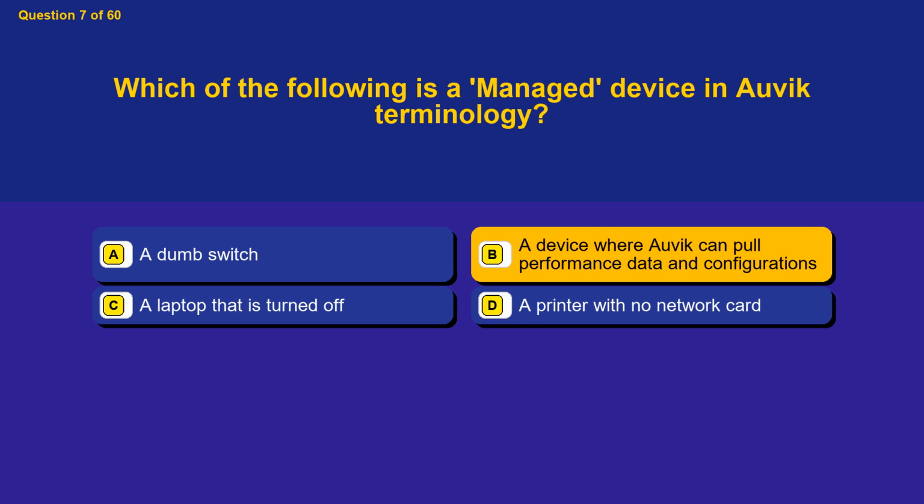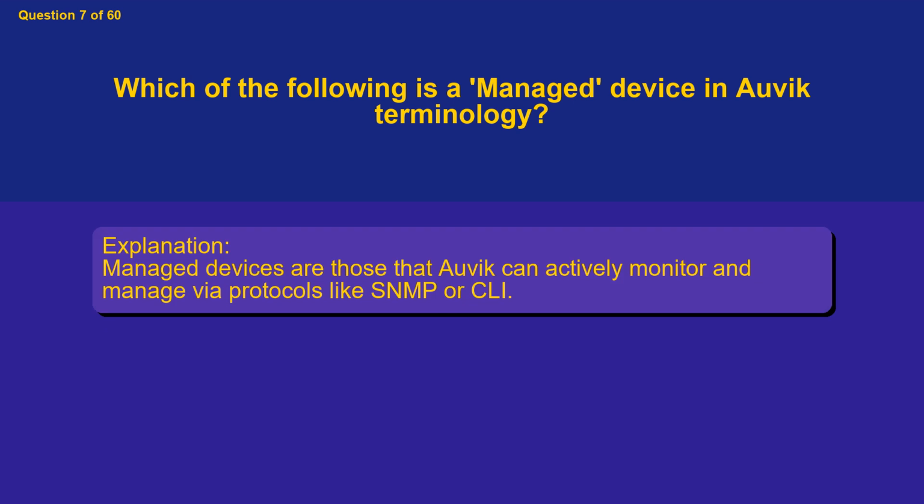The correct answer is option B. A device where Auvik can pull performance data and configurations. Managed devices are those that Auvik can actively monitor and manage via protocols like SNMP or CLI.